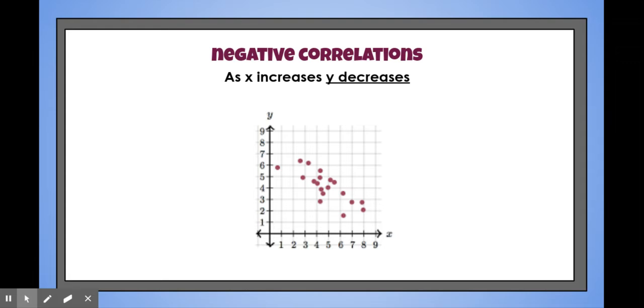Next up is a negative correlation. So in a negative correlation, as your x is increasing, your y is actually decreasing. Similarly to the last one, if you were to draw a line in the direction in which the plots were going, we would see that the line is going down. Reading your line from left to right, if your line is going down or it's decreasing, then that is a negative correlation.